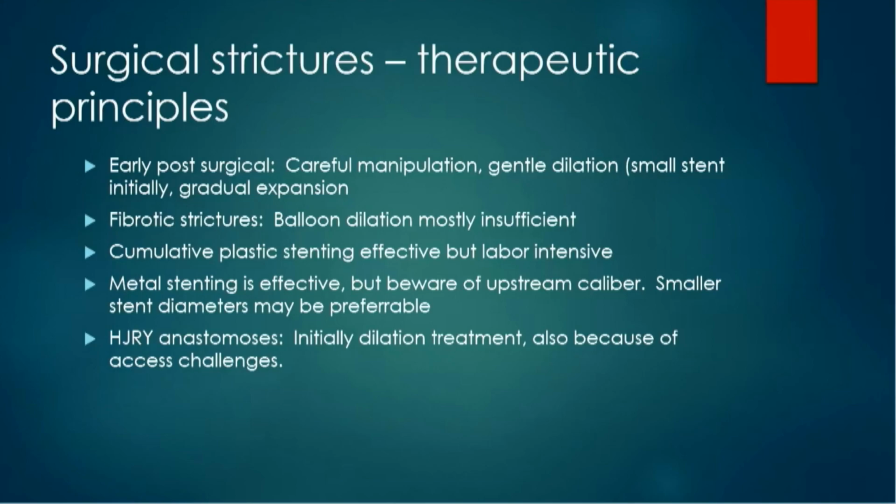For the fibrotic strictures, we usually have to stent them. We can try to balloon dilate, but it's mostly insufficient. And we use metal stenting, but in some cases, the upstream caliber, at least shortly after surgery, is quite limited, different from a malignant stricture. And so the 10 millimeter caliber can be sometimes harmful.